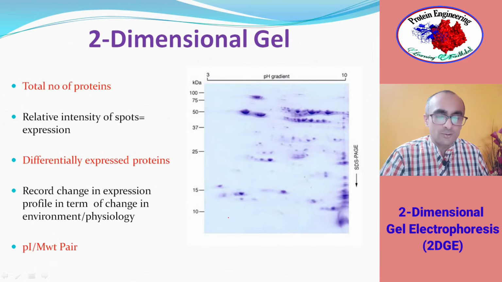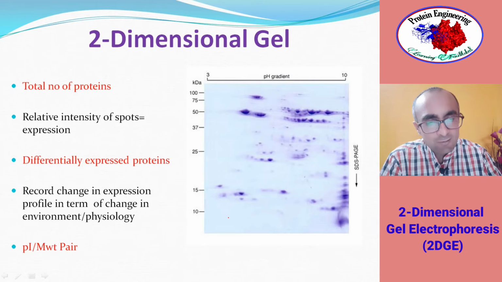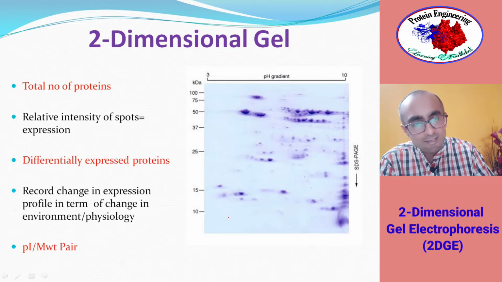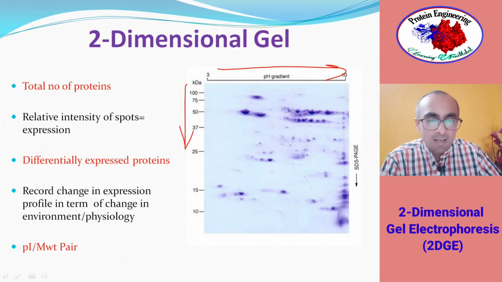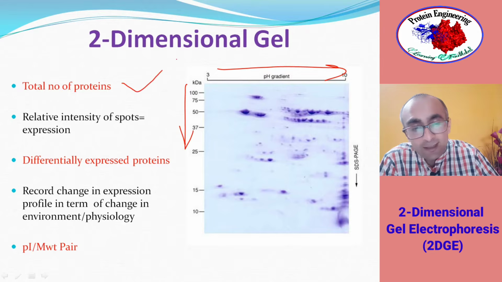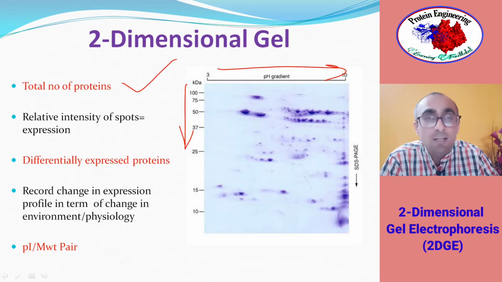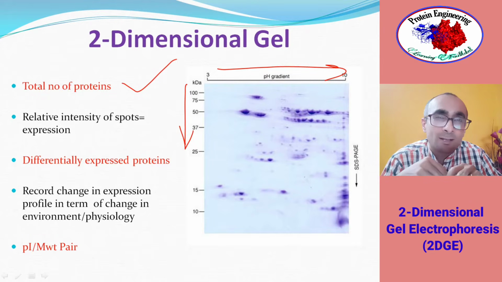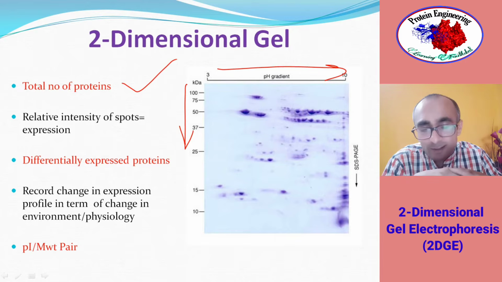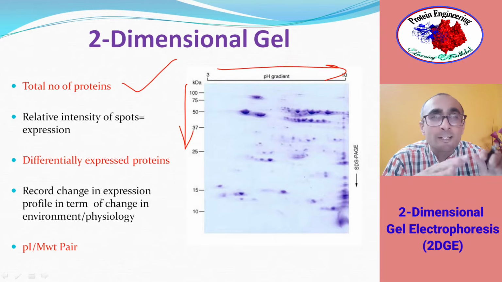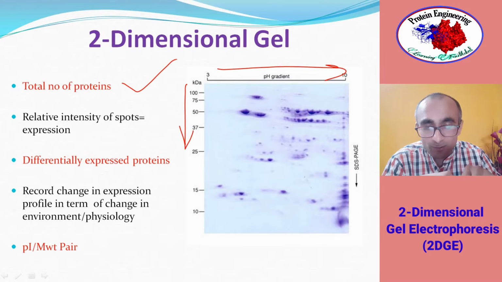So the gel is a complete two-dimensional gel. What do you see here? You see a pH gradient on the x-axis, and on the y-axis you see molecular weight. What you can infer from here is the total number of proteins. Each spot corresponds to one protein, so these spots can be counted, and the total number of proteins present in the sample, in the proteome, can be found out from here.